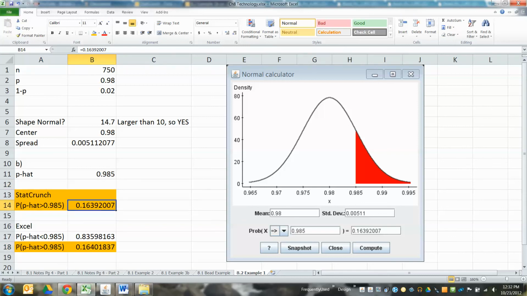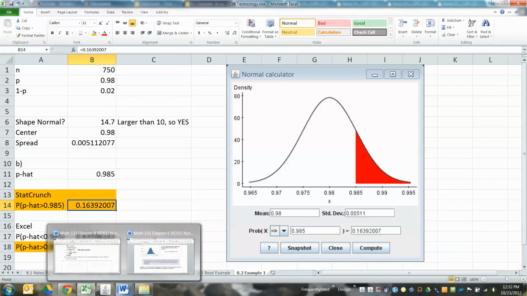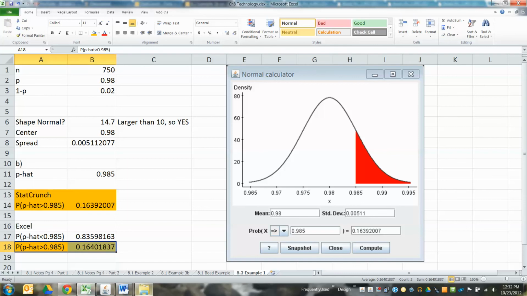Right, because what happened was I rounded. See how I rounded 0.00511? But down on this one, I left 0.005112077. And you can see it's slightly altering the probabilities, right? So you want to be very careful with these, right? If all else fails and you don't know what you're doing wrong, maybe go back and try giving yourself more decimal places or less decimal places, see if that'll get you the right answer. All right, so there we go, close enough, 0.1640.